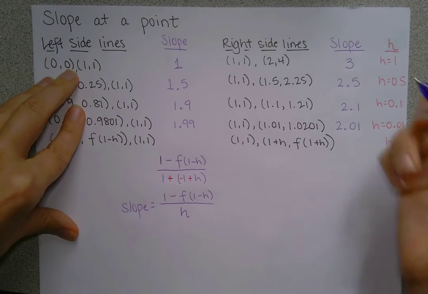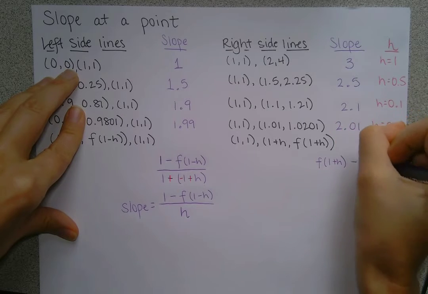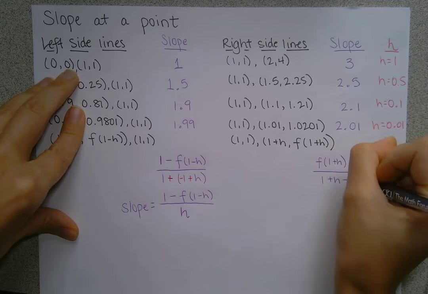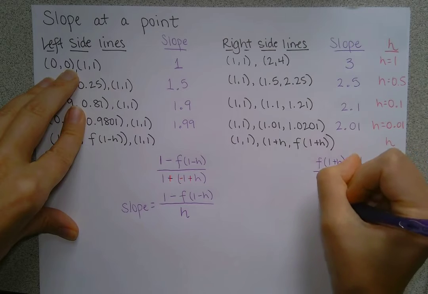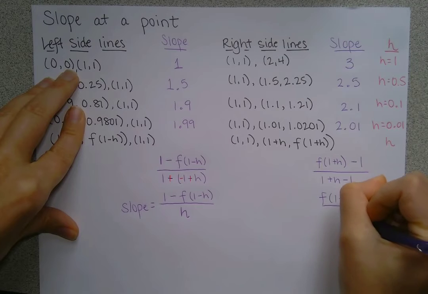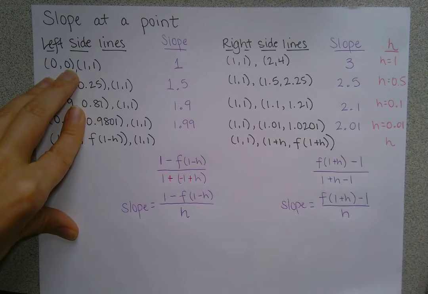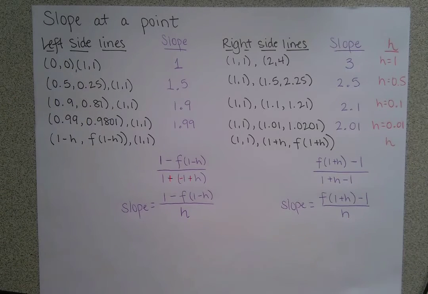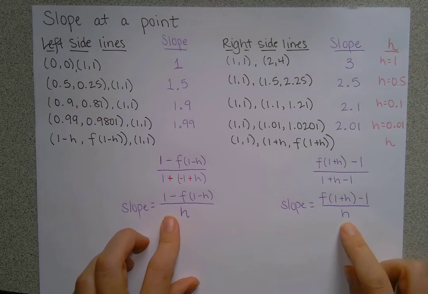Similarly, if it was on the right side, I would have f of 1 plus h minus f of 1, that's my y's, divided by 1 plus h minus 1, that's x minus x. 1 plus h minus 1 leaves me with h, so f of 1 plus h minus f of 1 over h. So this is the notation for slope when you're trying to find, this is the point 1 comma 1 and a point really close to it. So this is a point really close to it on the left, and this is a point really close to it on the right.